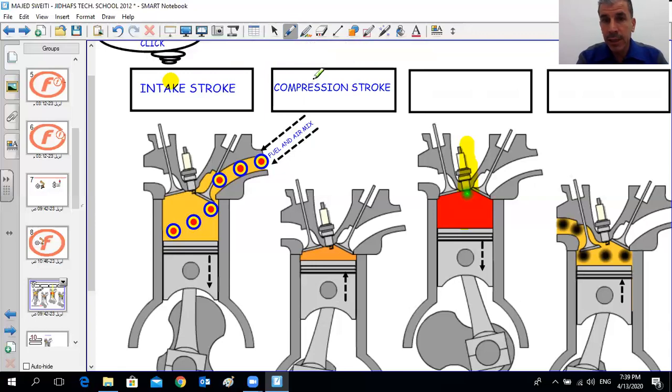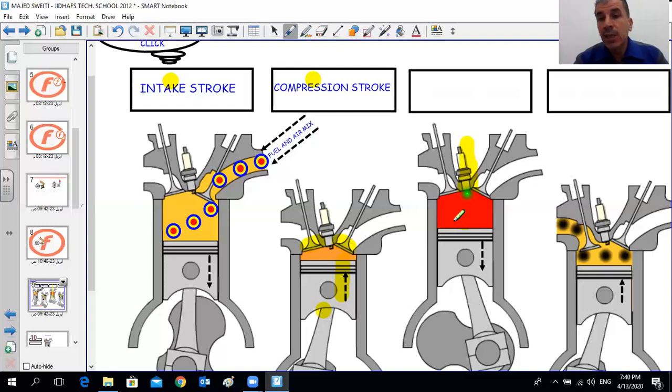This is the compression stroke. In the compression stroke, the piston moves upward, so it goes up. As we see, the valves are closed. We have two valves. This one, the intake valve, is closed, and this one is closed. This is the exhaust valve. So the fuel and air we took in before is well compressed. Now we are compressing the air and the fuel.